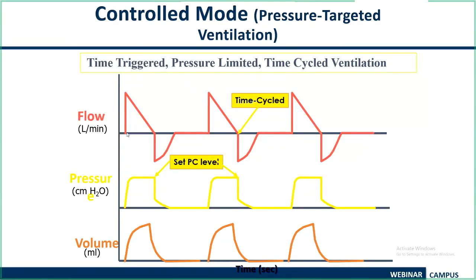Here, every breath is machine triggered, and it is cycled and limited by the machine. The patient is having no role at all. And to put a patient on control mode, you have to completely paralyze the patient. Otherwise, there will be huge asynchrony. But don't worry, none of the present modes are control mode. All are assist control modes. Now we will move on to the next mode.